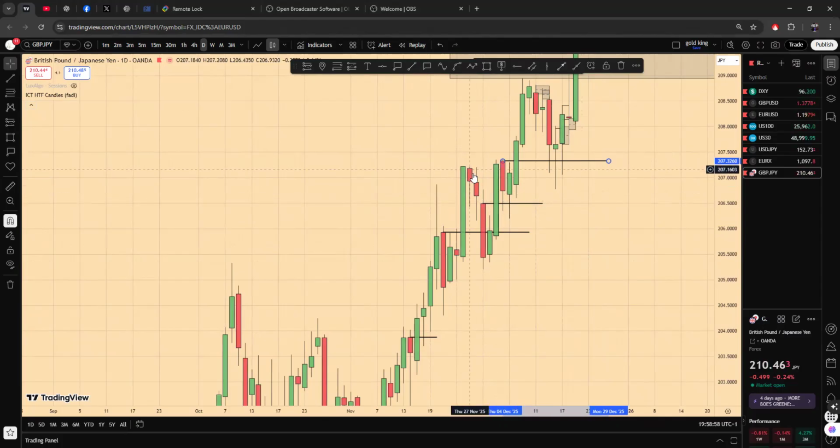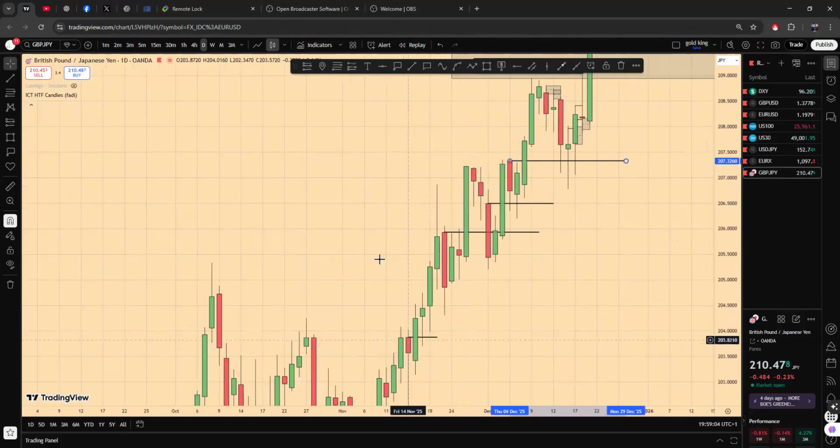Sometimes you can have a series of them like this one. These are more like model 1 because, for example, when this one was formed, the moment price closes above it, on this day, because this is the daily time frame, the moment price retests, I'm going to be buying.